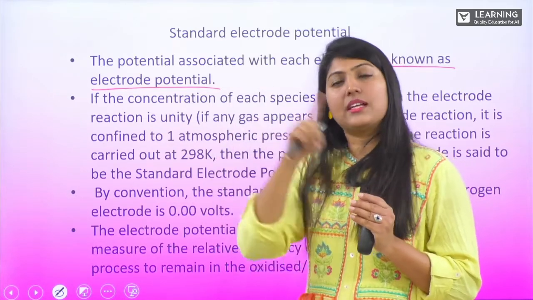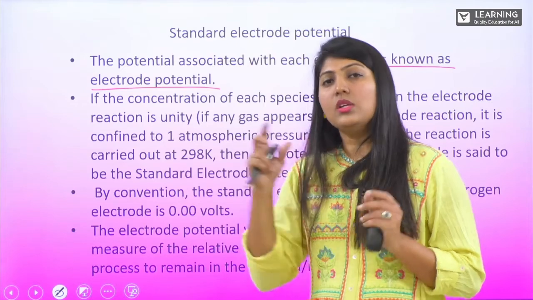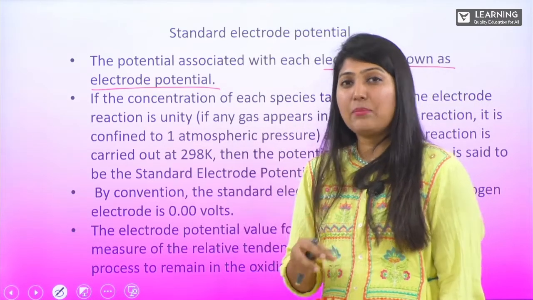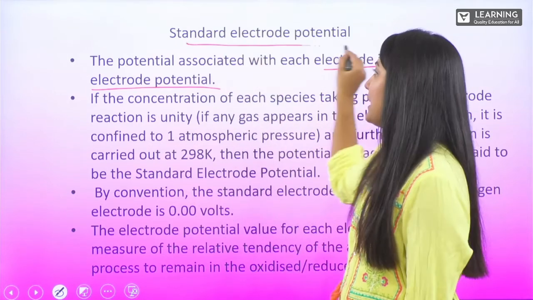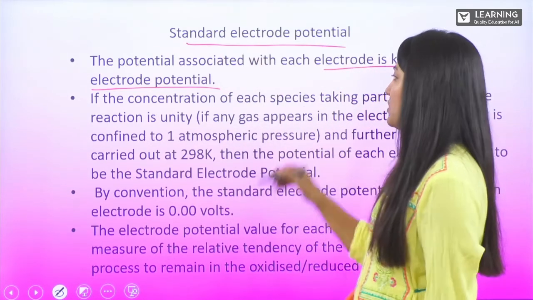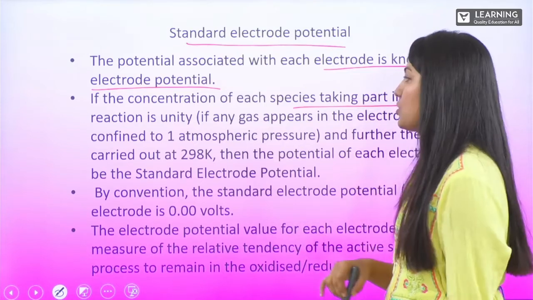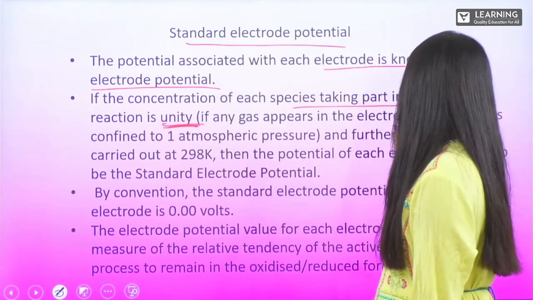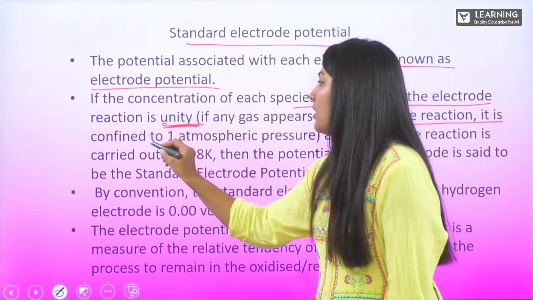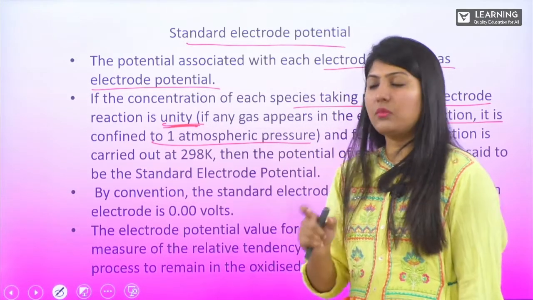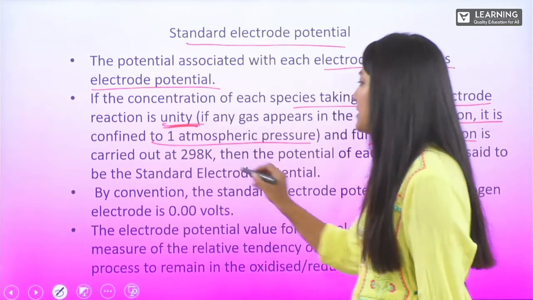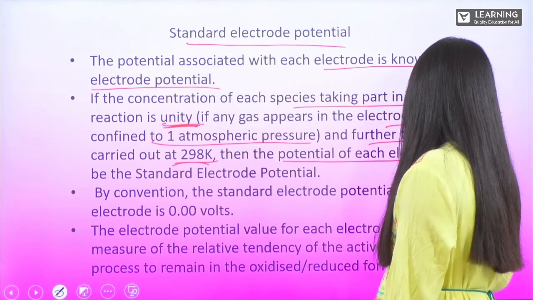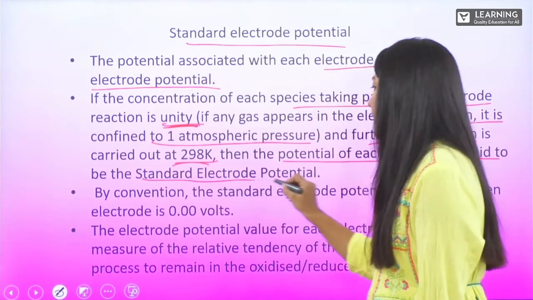We know the comparison, the electricity is passing through, so they have certain electrode potential. But how to know the exact potential of each element? For that we need to know about the standard electrode potential. If the concentration of each species taking part in the electrode reaction is unity, the pressure is taken as 1 atmospheric pressure, and the reaction is carried out at 298 Kelvin, then the potential of each electrode is said to be the standard electrode potential.